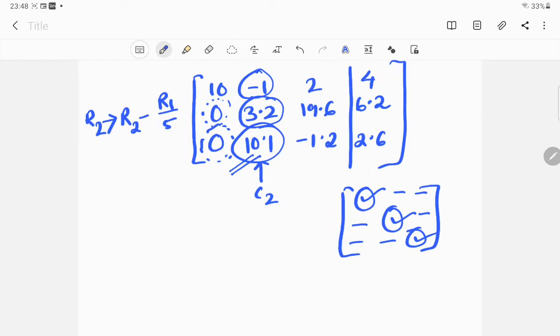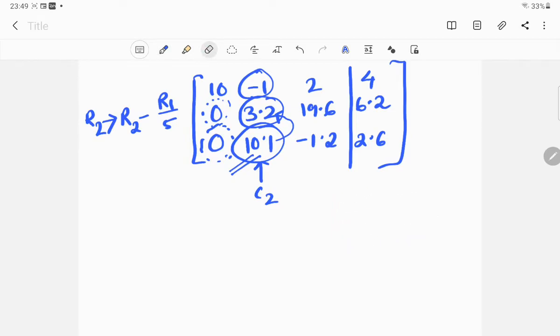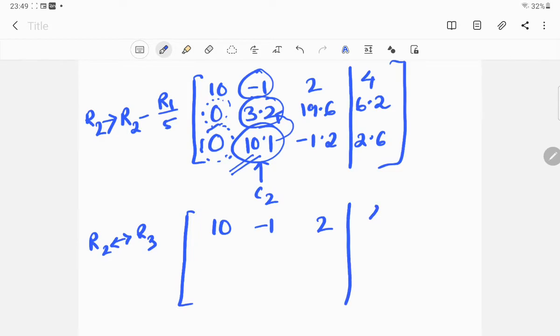First pivot is done. Now for the second pivot, it is 3.2 now, but we need to make it 10.1, so 10.1 will come to this state and become the second pivot. So we will be shifting. Now we will reshuffle R2 and R3. So 10, minus 1, 2, and then it is 4.